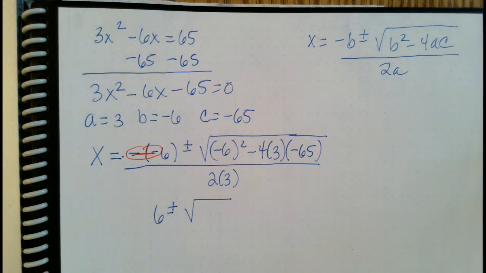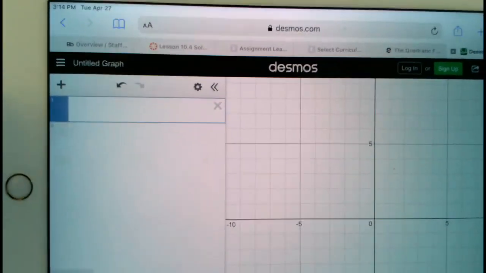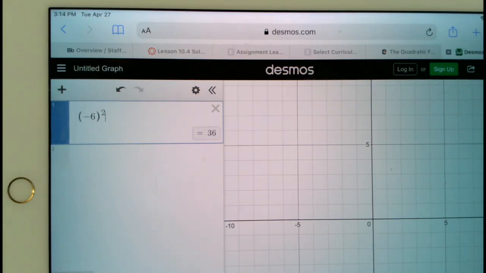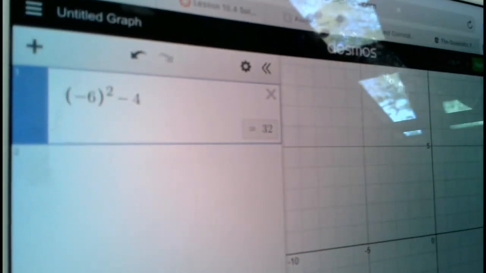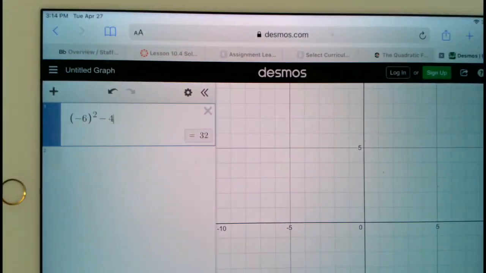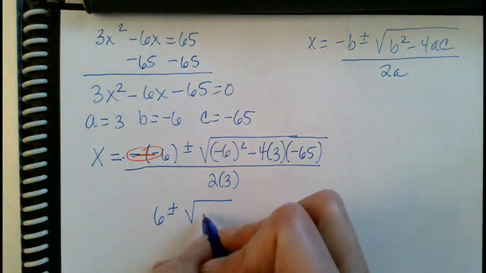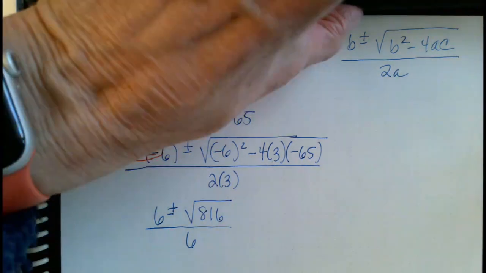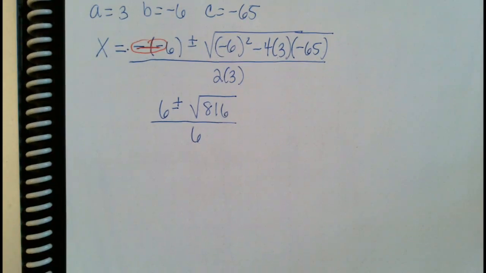That's when we're going to use Desmos here. I'm not going to type in the square root, I'm just going to type in the negative 6 squared minus 4 times 3 times negative 65. And we get 816, all divided by 6. And you need to be able to see it. I don't want to mess that up again.